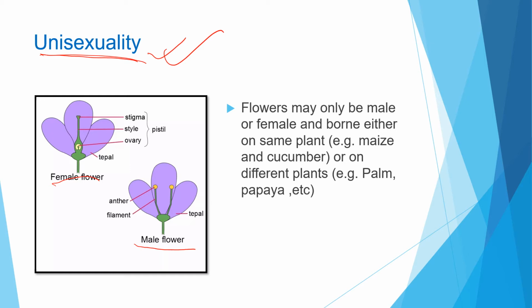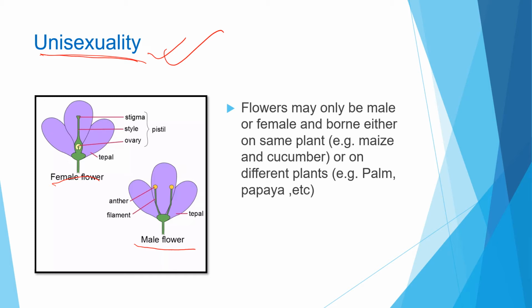The examples we have already given here are maize and cucumber, and on different plants we can say there are other plants also like palm, papaya and mulberry. So the flowers may only be male or female, and they are either borne on the same plant or on different plants. One plant might bear a male flower and another plant a female flower. So the pollination occurs in that way, and that is again cross-pollination.